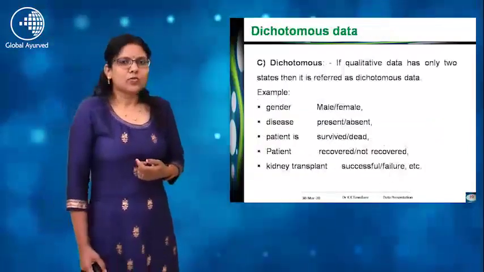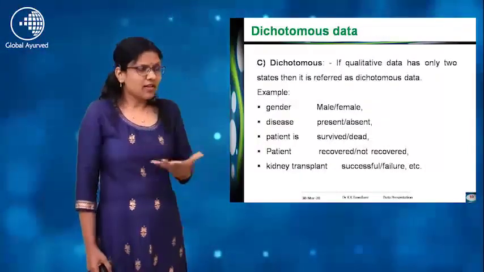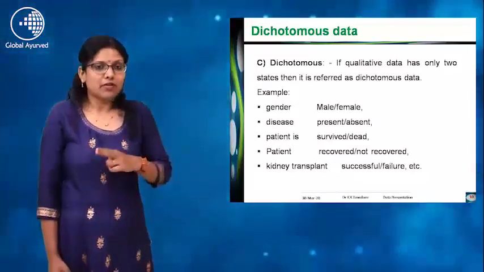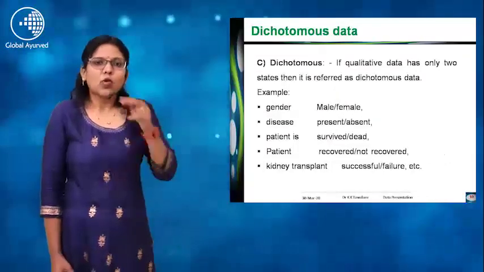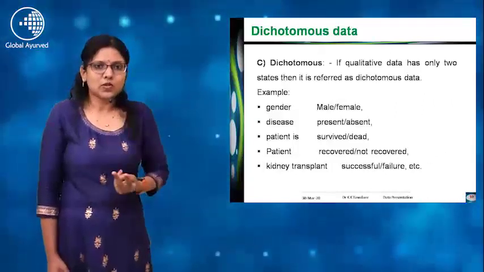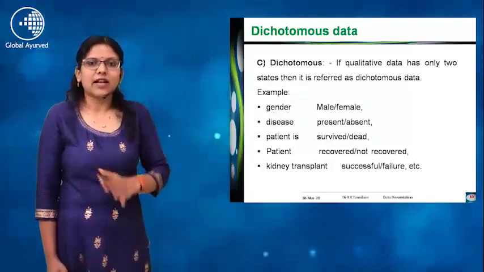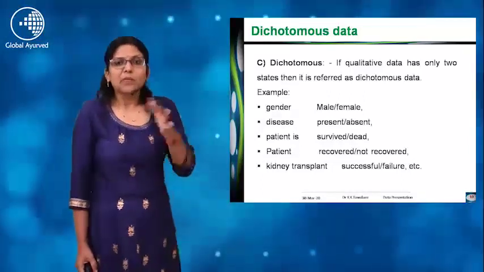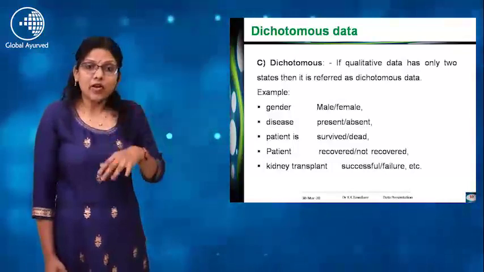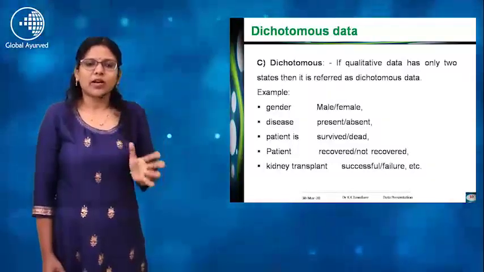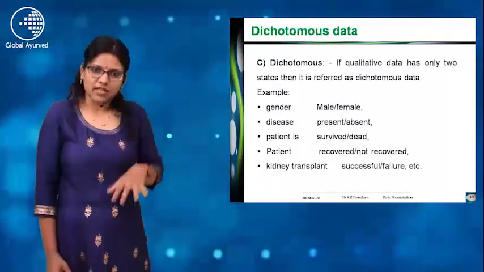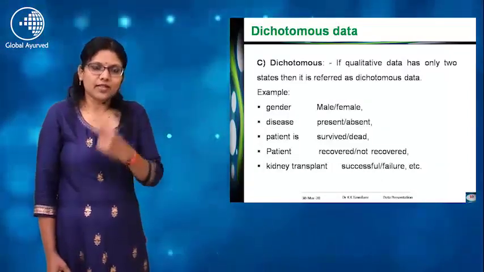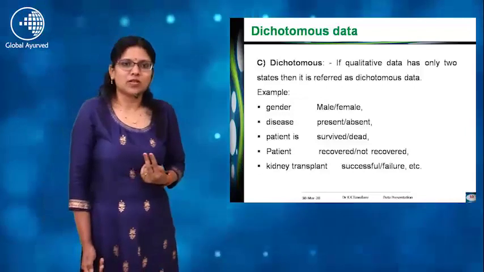Third one is the dichotomous type of data. We can say this data is also nominal type of data, but di means two. If the qualitative data has only two states, then it is referred to as dichotomous data. For example, gender, male or female; disease, present or absent; patient survived or dead; patient recovered, not recovered; kidney transplant, successful or failure. We get the answer in two states. Such a type of data is called dichotomous data.